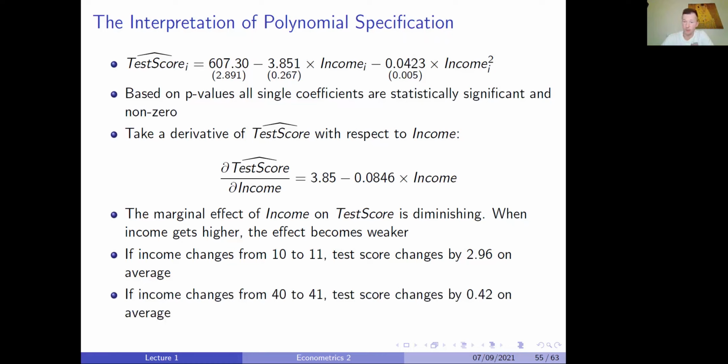Whenever income changes from 40 to 41, I do the same procedure: I take 40, plug it into this formula in place of income, and I get some test score. Then I plug in 41, do the same, and the difference is 0.42. So you see that the same improvement in income by 1 unit has less impact when income is high. And we see this from the marginal effect here, because whenever income increases, the whole marginal effect decreases.